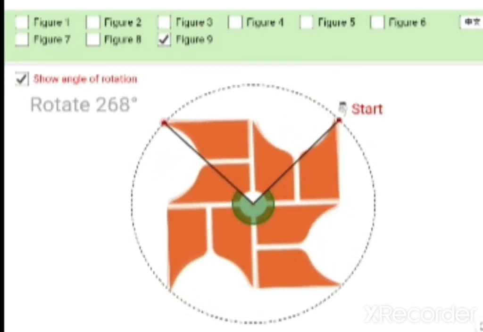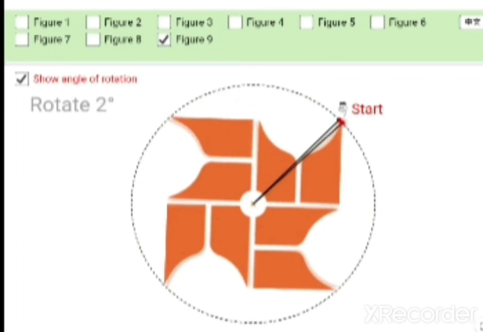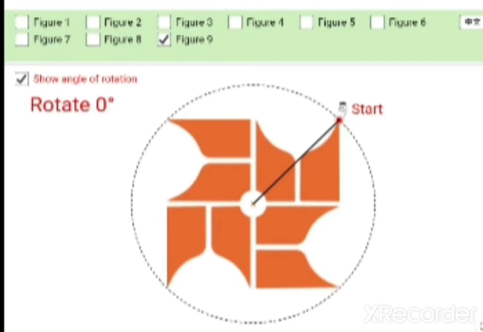Now 270 degree, that is 3/4 turn. It is looking the same. And when it comes back to its original position, here also it is looking the same. So how many times it is looking the same? It's looking the same 4 times. So it has the order of rotation, that is 4. At 90 degree, 180 degree, 270 degree, as well as at 360 degree, isn't it?